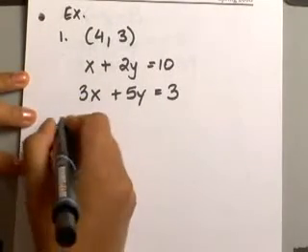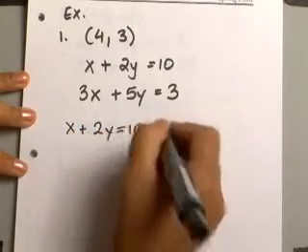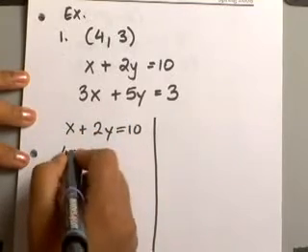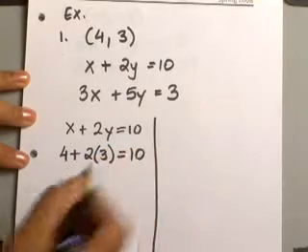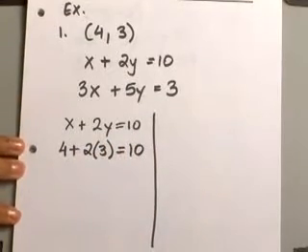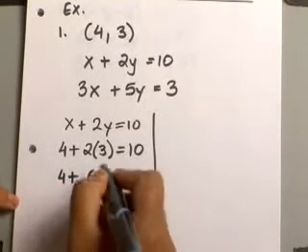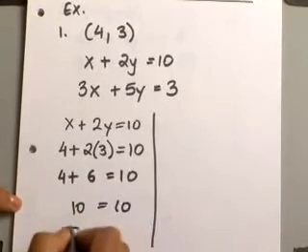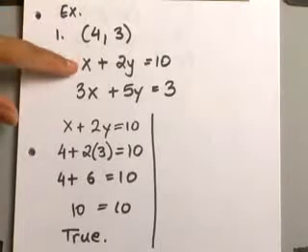You have x + 2y = 10. We'll substitute our x with 4, substitute the y with 3, and let's see if we end up with a true statement. So you have 4 + 6, which gives you 10, and you can see that the solution (4, 3) will satisfy our first equation, x + 2y = 10.